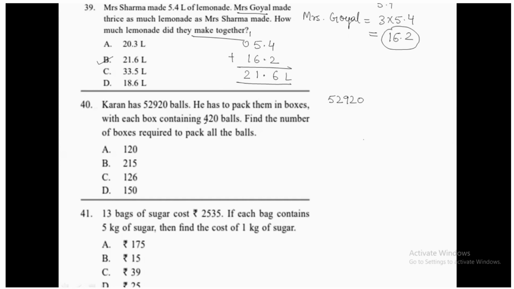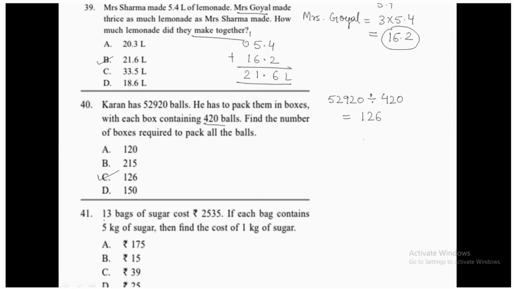If each box contains 420 balls, we need to divide 52,920 by 420. Let's divide and see what we get. If we divide 52,920 by 420, we get 126. So our option number C, which is 126, is the correct answer. Okay, let's move to question number 41.